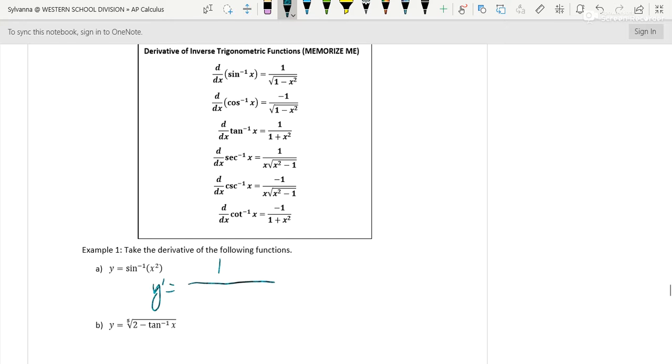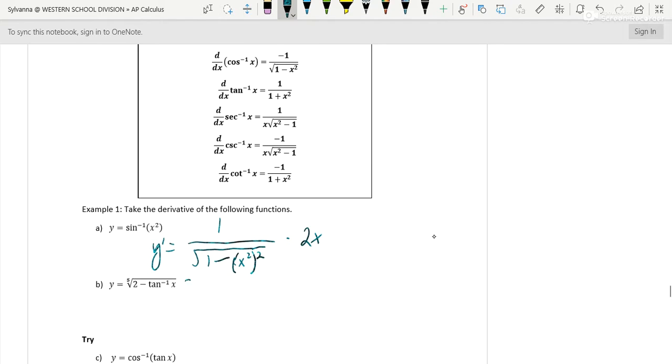So the derivative of sine inverse is 1 over the root of 1 minus whatever I see in that bracket, squared. Okay, and then now take the derivative of x squared, and that'd be 2x. You bring the 2 down, and then you minus 1 from the exponent. And that's it. You don't need to simplify this, just leave it as is.